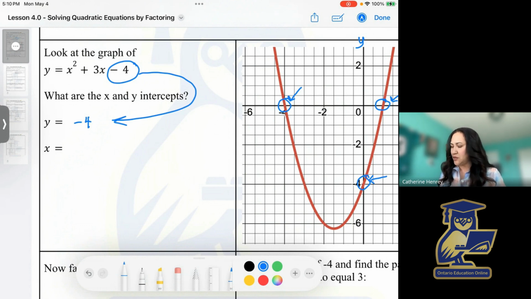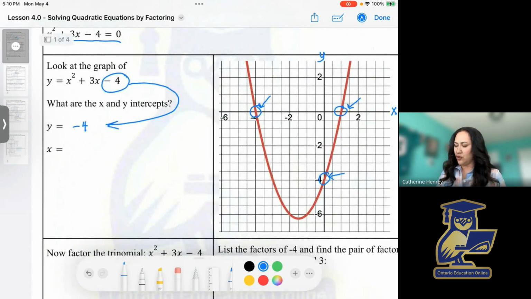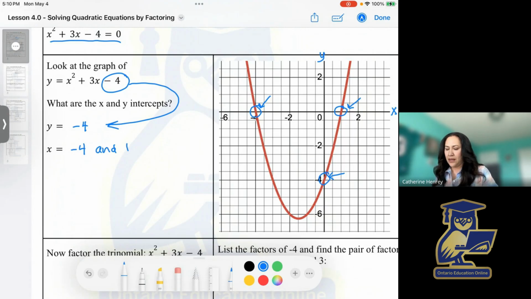And then the x-intercepts, these are the points at which your graph crosses the x-axis. And from this graph, it looks like it is -4 and 1. So the solutions of a quadratic are the points at which your quadratic crosses the x-axis, or the point at which the y value of the function equals 0.